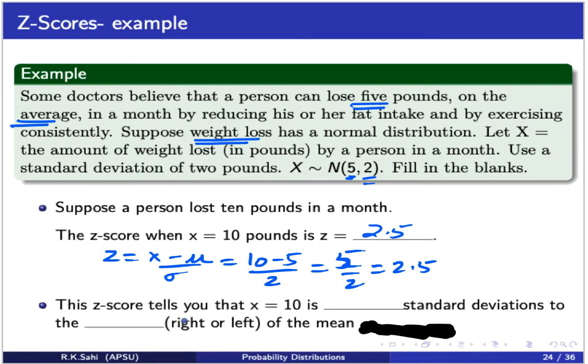Now, what is the Z-score saying? The Z-score says that 10 is 2.5 standard deviations to the right of the mean. Remember, it is positive, so it is to the right of, or above, the mean. Keep that in mind, because the mean 5 corresponds to 0 in the Z distribution. Continuing with the same example.